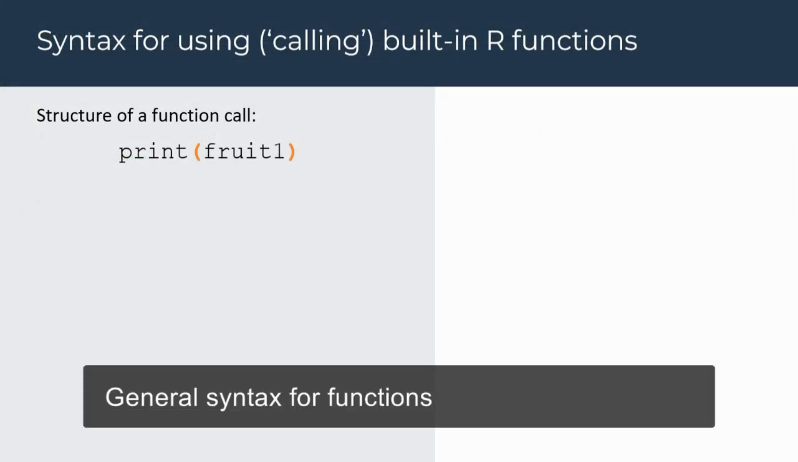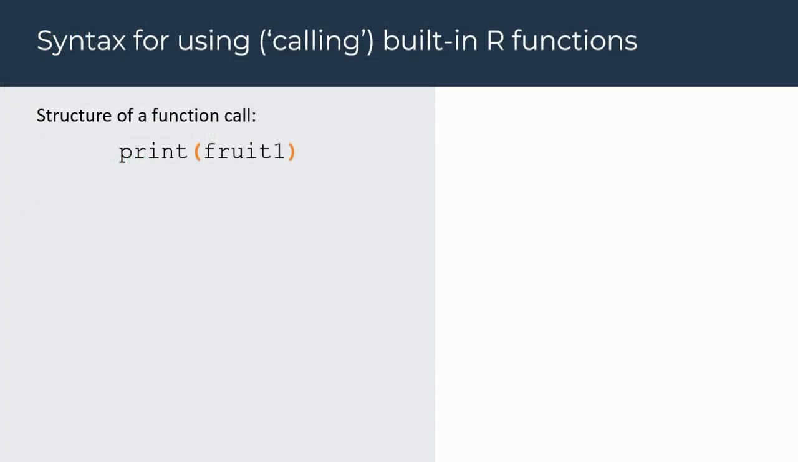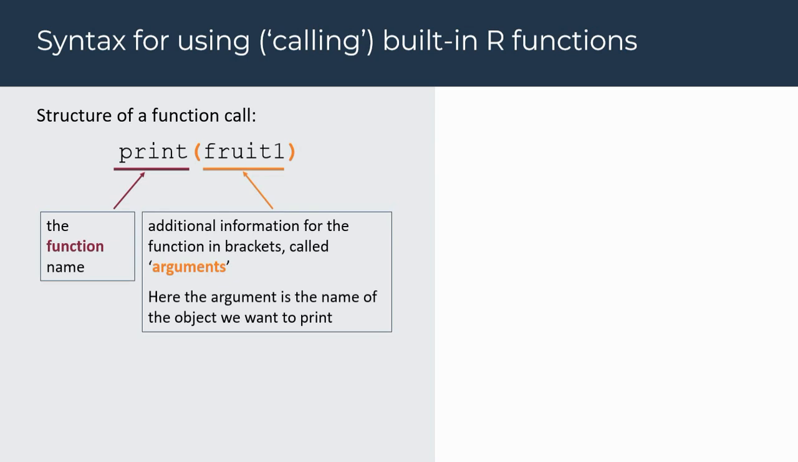Let's have a look at the general syntax for functions. Syntax refers to rules that define how code should be written so that R can interpret and execute it correctly. We first type the function name, in this case print. Then the additional information for the function, called arguments, in brackets. These might be the things, e.g. data, we are applying the function to, or specific options for the function. In this case, we just have one argument, which is the name of the variable we want to print. Some functions can have more than one argument, in which case we separate them with commas.